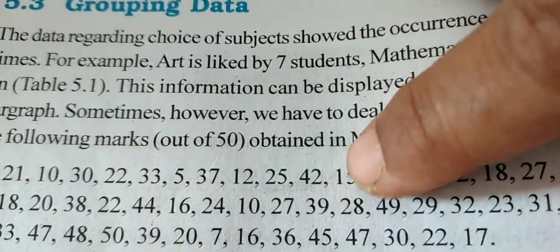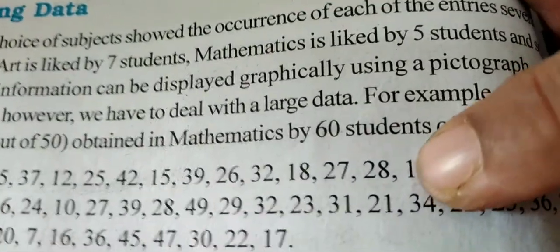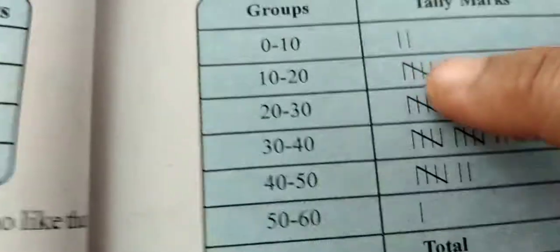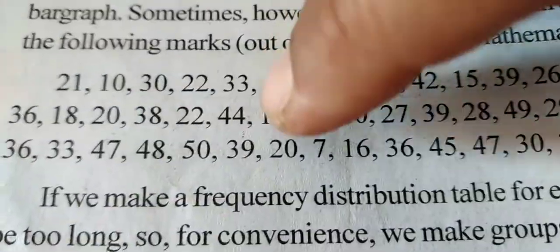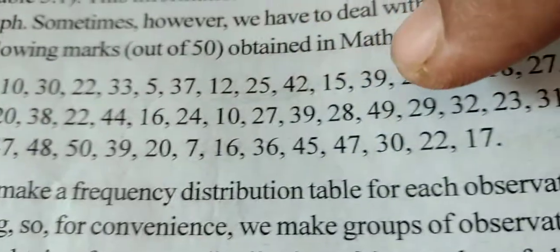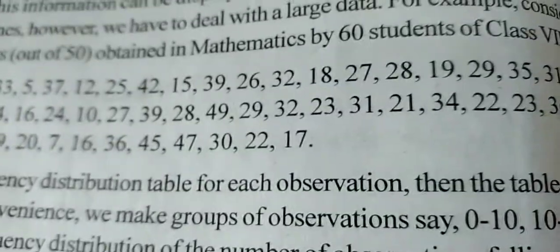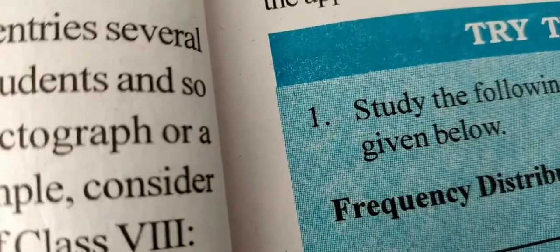1, 2, 3, 4, then 5. So one group of 5 we have already got. 1, 2, 3, 4, 5. Then 6, 7, 8, 9, and one more I have missed, 10. So 10.